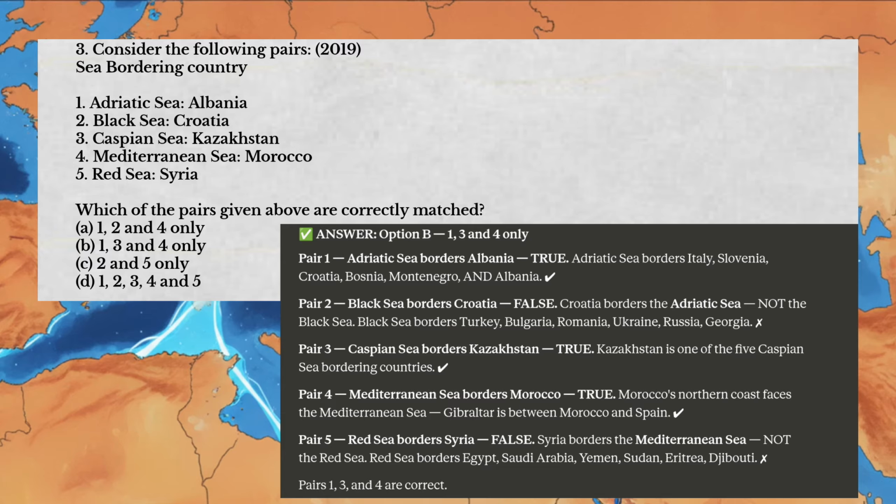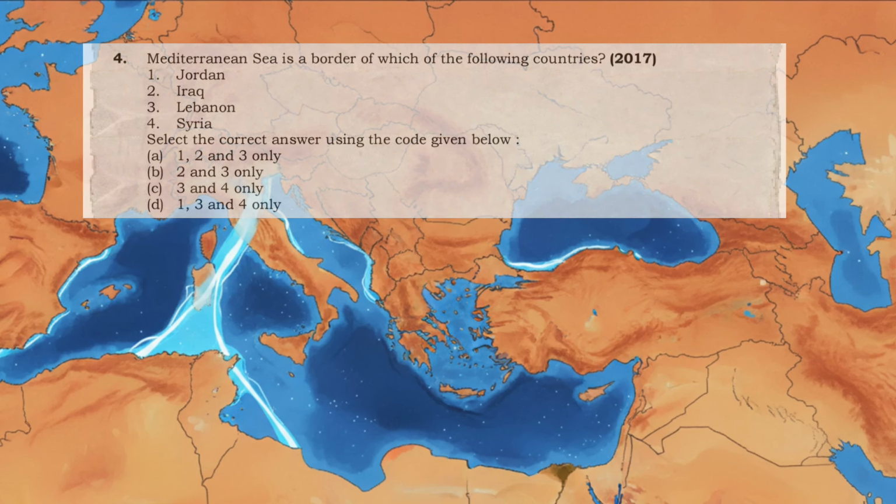Pair 4, Mediterranean Sea borders Morocco, true. Morocco's northern coast faces the Mediterranean Sea, Gibraltar is between Morocco and Spain. Pair 5, Red Sea borders Syria, false. Syria borders the Mediterranean Sea, not the Red Sea. Red Sea borders Egypt, Saudi Arabia, Yemen, Sudan, Eritrea, Djibouti. Pairs 1, 3 and 4 are correct. Answer B. Question 4, UPSC Prelims 2017.